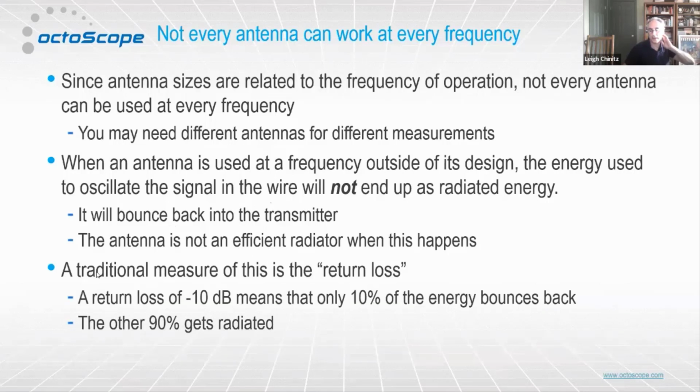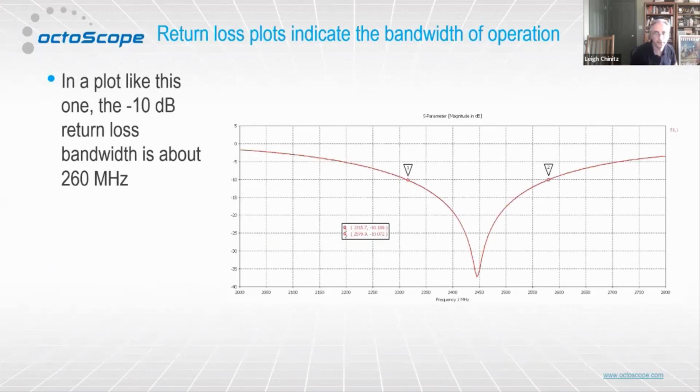A measure of that is what's known as return loss. When people talk about return loss, they're talking about how much of the energy bounces back. So a return loss of negative 10 dB means that 10% of the energy you're putting into the antenna bounces back in. The other 90% gets radiated. That's pretty good. As far as I know, there's no single value that people require for return loss, but something like 10 dB or 15 dB is a reasonable place to look at when you're asking where an antenna is operating optimally.